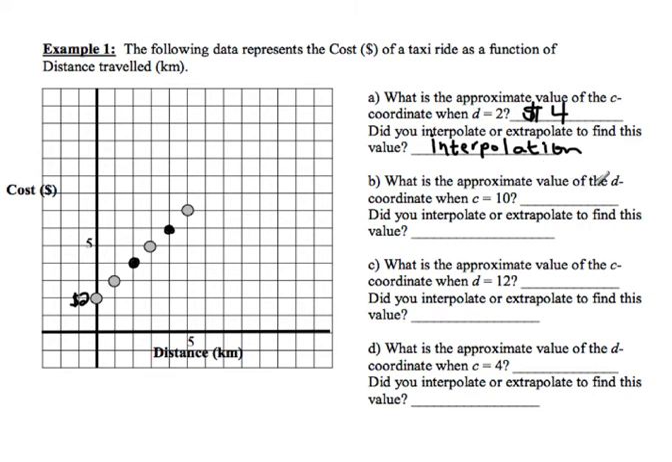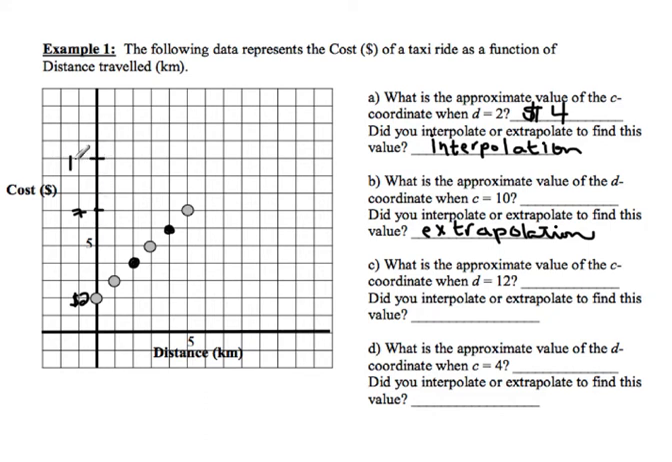So what's the approximate value of the D coordinate when C is equal to 10? Okay, so now I'm going beyond the scope. So I go beyond the scope of the data that's given. So 5, 6, 7. The data only goes to $7. Okay, but I want 10. So this is called extrapolation. Okay, so let's go up to 10. So 5, 6, 7, 8, 9, 10.